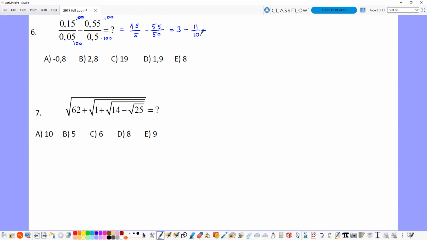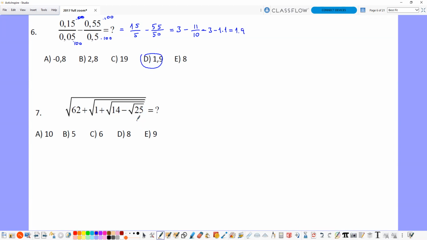When the denominator is 10, you count the number of zeros and move the decimal point in the numerator from right to left. When we count, it's going to be 1.1, which is equal to 3 minus 1.1. That's equal to 1.9. The answer is D.